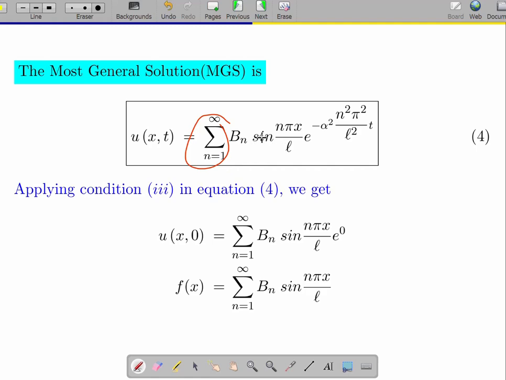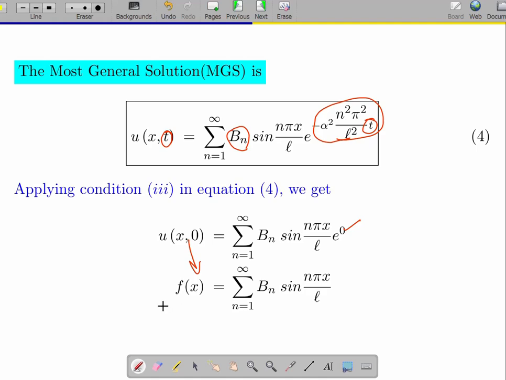In that most general solution, there is the constant bn, and we need to find it. Now I apply condition number 3 in equation number 4. Here, u of x comma t, instead of t I replace 0. Wherever t is there, I replace it with 0, so the exponent tends to 0 and e power 0 is 1. So u of x comma 0 is nothing but f of x. That is the fourth condition.